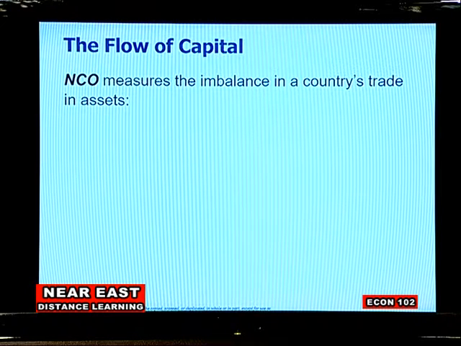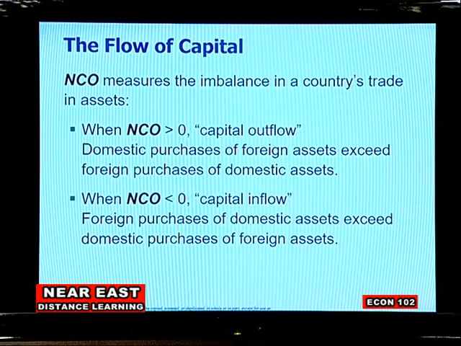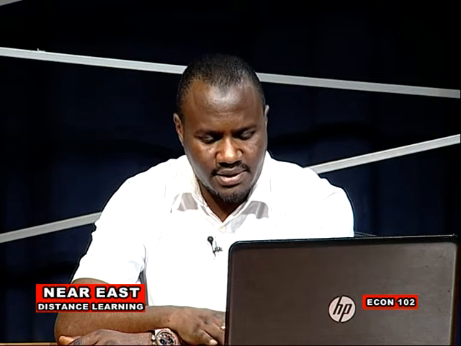So NCO, the net capital outflow, measures the imbalance in the country's trade in assets. When NCO is greater than zero, capital outlay in foreign assets exceeds foreign purchases of domestic assets. When such a thing occurs, we say that there is positive capital outflow. On the other hand, when net capital outflow is less than zero, foreign purchases of domestic assets exceed domestic purchases of foreign assets.